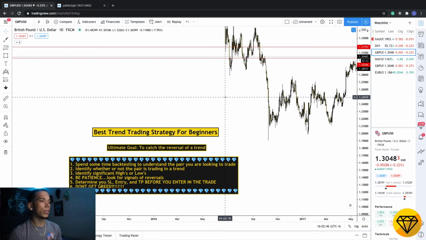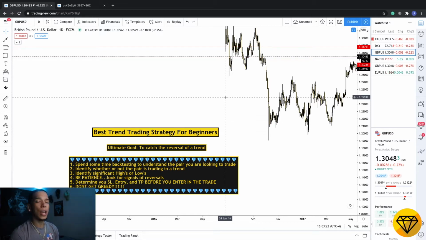Alright guys, so as you can see on your screen right now, we are on GBP USD, and we're going to be using this pair to illustrate an example of this strategy, right? So obviously this is the best trend trading strategy in my opinion for beginners. And personal disclaimer, I am not trying to tell you how to trade or what to trade. I'm just trying to give you ideas on how to trade a little bit better, right? So the ultimate goal of this strategy is obviously to catch the reversal of a trend, right? So let's get right into it, right? We're going to keep this really simple, like I said.